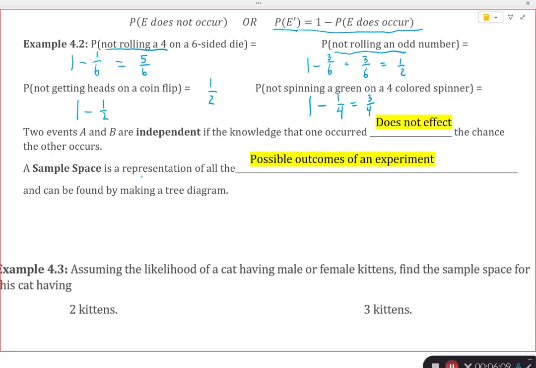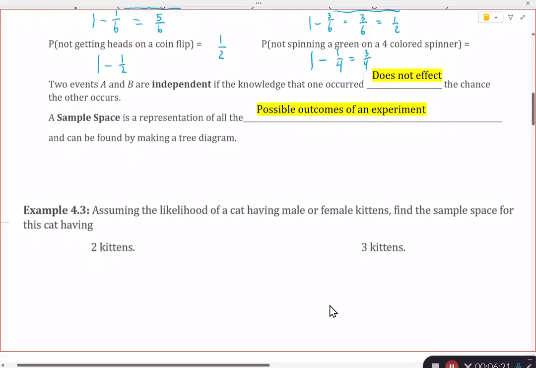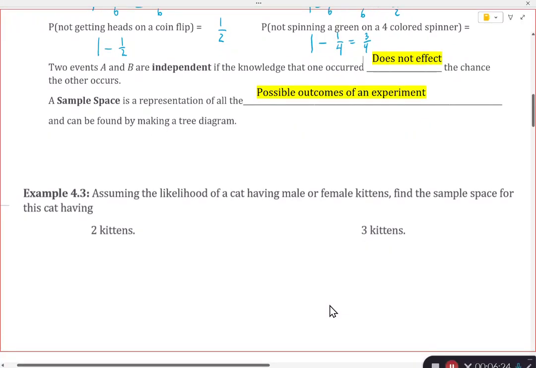And a sample space is a representation of all the possible outcomes of an experiment, and it can be found by making a tree diagram. And then we have an example here. It says, assuming the likelihood of a cat having male or female kittens is equal, a little typo there, sorry about that. Assuming that the likelihood of a cat having male or female kittens is equal, or the same, find the sample space for this cat having 2 kittens or 3 kittens.